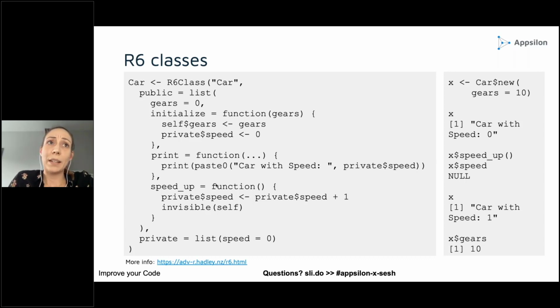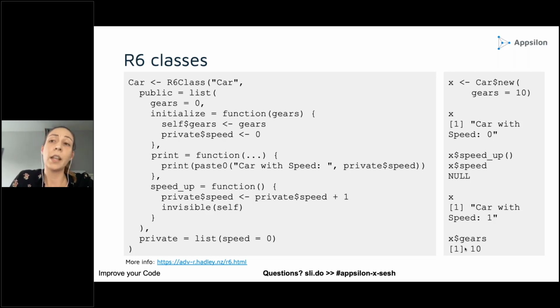You can use the speedup method, the one that was created for this class. It basically just increases the level of speed by 1. If you try to access the speed field directly, you will get null because speed is a private field, so you cannot access that value from outside of the class. But if you print that object again, you can see that the speed has actually increased from 0 to 1 because we used speedup previously.